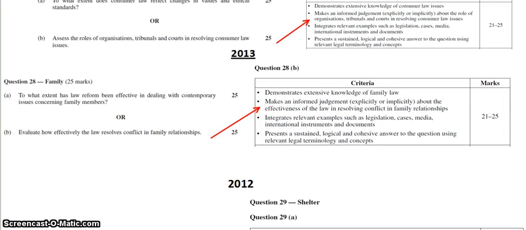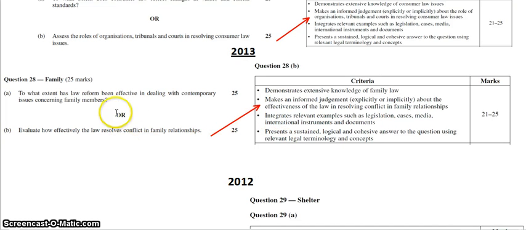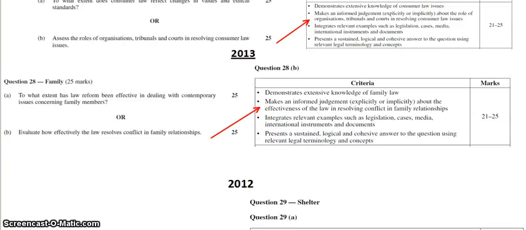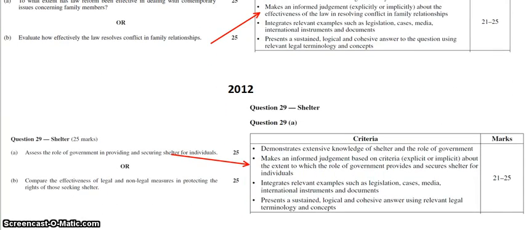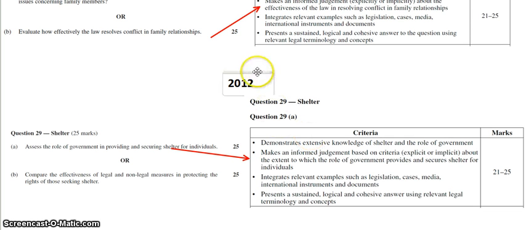So to further prove the point, let's have a look in 2013. 2013, the family question, evaluate the effectiveness question. Here in the marking criteria, top band response, makes an informed judgment implicitly or explicitly. The exact same as the above, okay? Now, here is where things get even more kooky and a bit bizarre. 2012, the shelter question, assess the role of government. Here it is, 2012, question 29A, same thing. Top band response, makes an informed judgment based on a criteria. What is going on here? Sometimes they want a criteria, sometimes they don't.